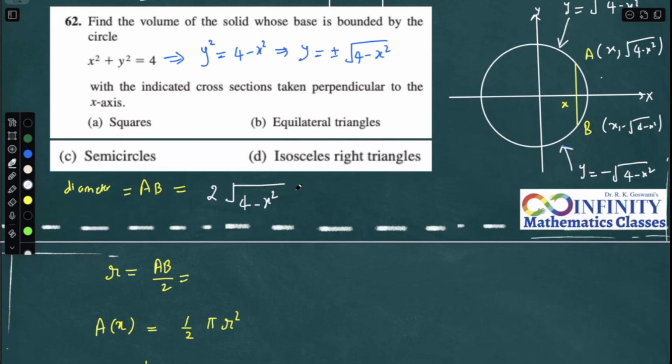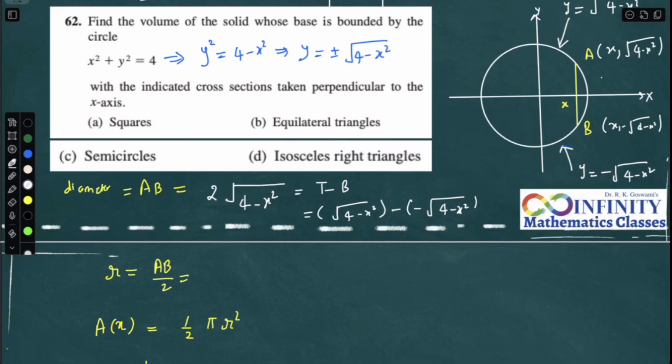What is AB? AB is nothing but top minus bottom because it is a vertical line. Whatever the value of y at the top and bottom. Top curve gives us square root of 4 minus x square. Bottom gives us negative of square root of 4 minus x square. When you simplify, this is what you will get as a diameter for you. Do you agree? Right.